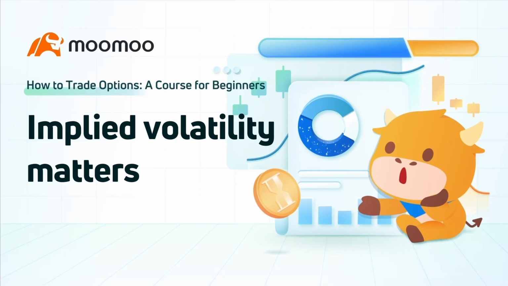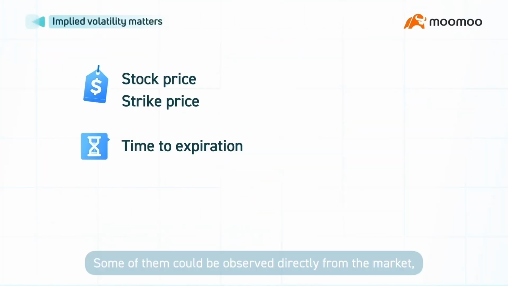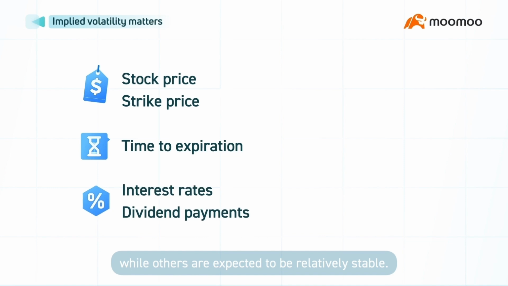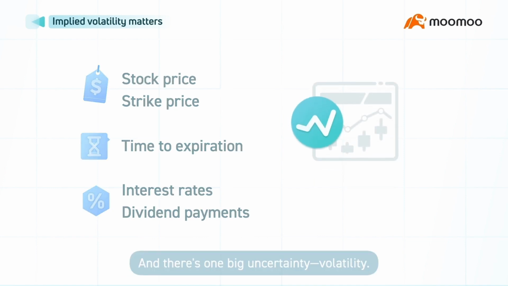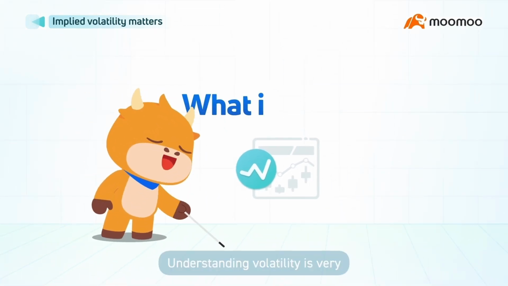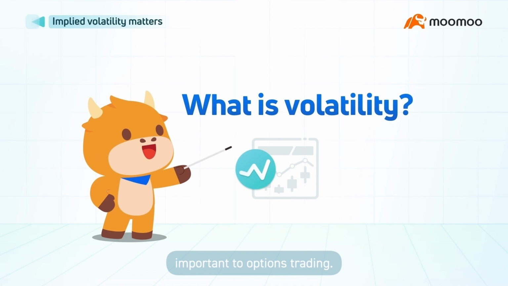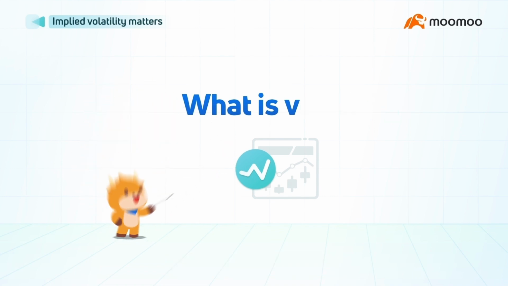Hello everyone! As we've mentioned earlier, the price of an option is determined by several main factors. Some of them could be observed directly from the market, while others are expected to be relatively stable. And there's one big uncertainty: volatility. Understanding volatility is very important to options trading. So, what is volatility exactly?